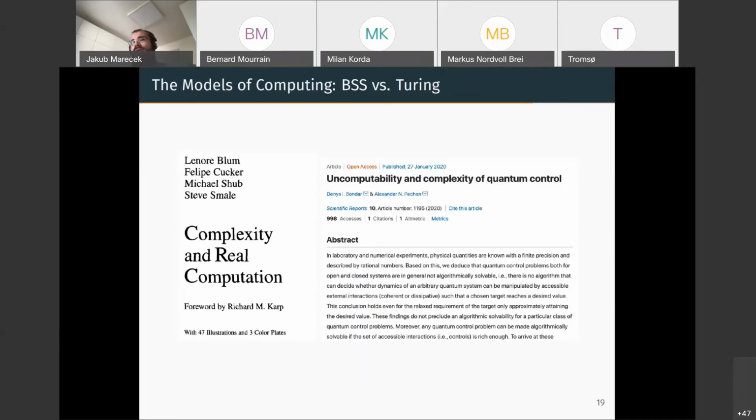Right. And so it also, I think, is a nice motivation for use of the BSS model more broadly, because if you think about polynomials and if you think about Turing machines, you can maybe invoke similar arguments to what Dennis and Sasha have done here, and maybe reduce it somehow to this Hilbert's 10th problem.